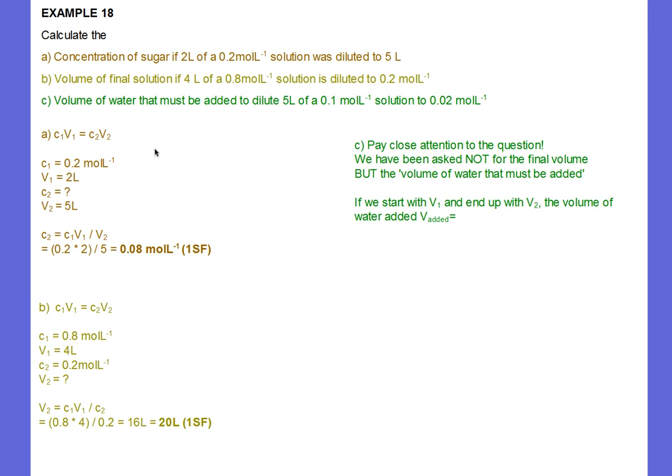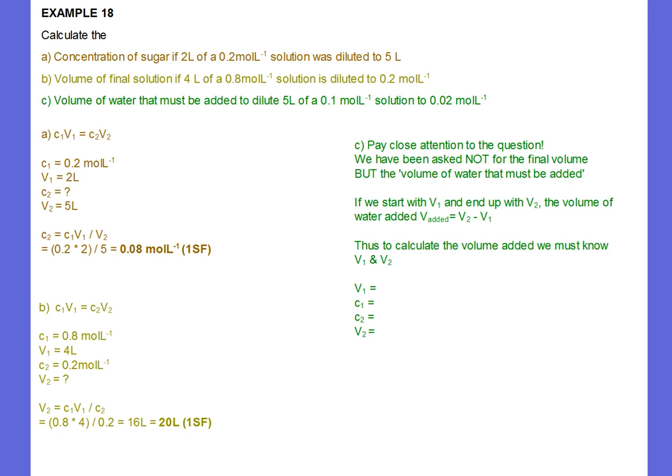Now, if we start off with a solution with volume 1 and end up with volume 2, the volume of water we added, or V added, must just be the difference. So it's V2 minus V1, and that's what the question's asking you to find. You've got to find V2 and V1, and the difference between them is how much water you've actually added. So let's see if we can calculate that.